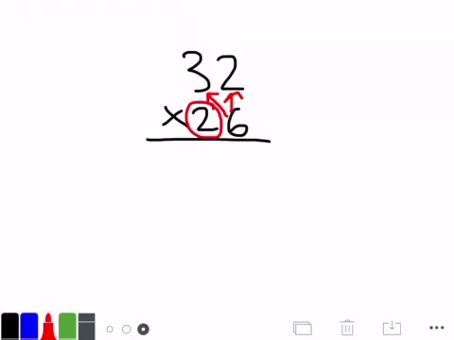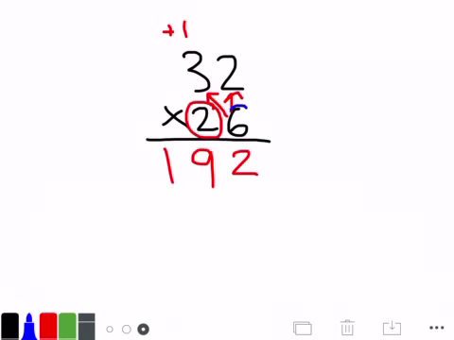So I'm going to start this one up. Go 6 times 2 is 12. Put down my 2 just like we've been doing. Carry my 1. 6 times 3 is 18, plus that 1 is 19. Right? So 32 times 26 cannot possibly be 192. My answer has to be way bigger than that. So that's a sign that I'm not done.